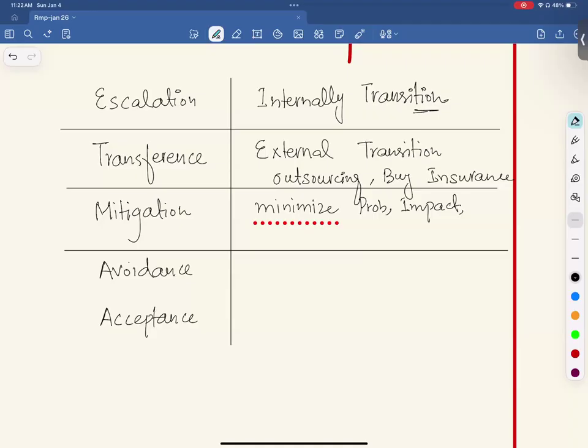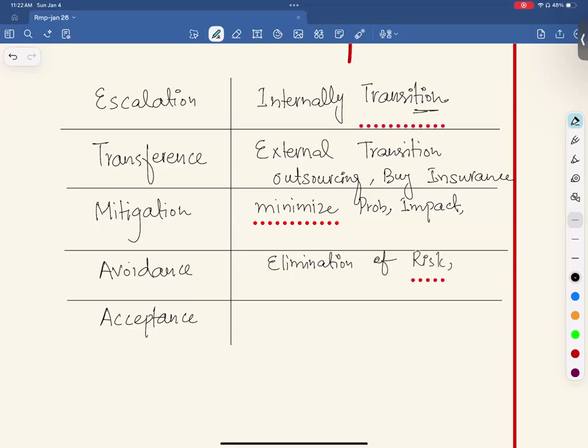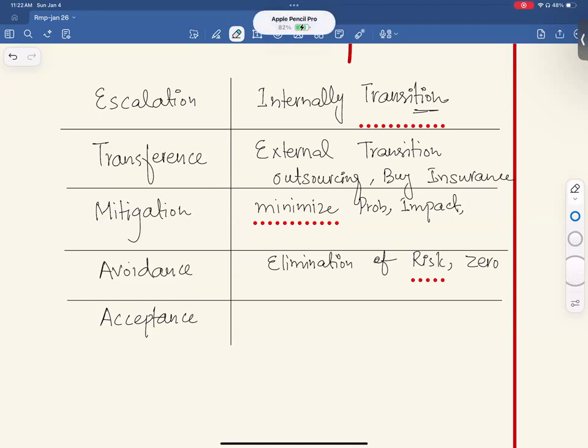Perfect. Then we have avoidance. Avoidance is complete elimination of risk. Elimination of risk. Making the probability zero. Right? Anyone, please give me an example of risk avoidance?